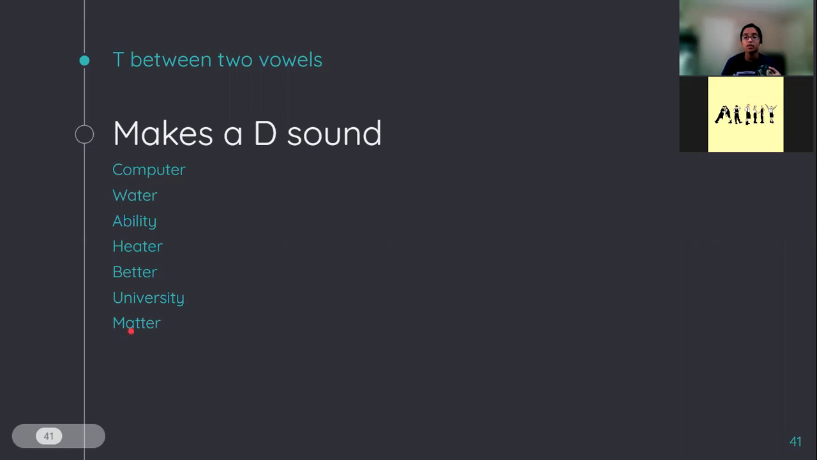The same thing with matter. The T is surrounded by the A, which is a vowel, and E, which is a vowel. So the T, or I guess 2 T's, because in matter there's 2 T's, which are surrounded by vowels, is going to make a D sound. Matter, right? Okay, I went through that fast because we already talked about that last week. I didn't want to waste any time.